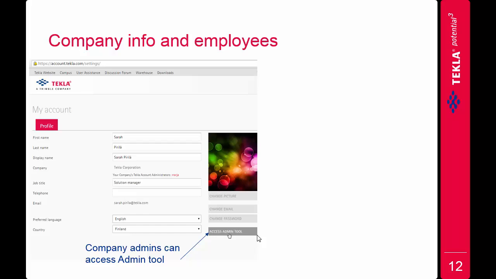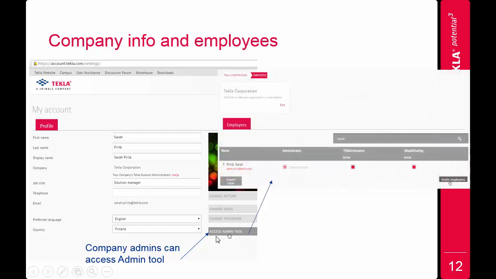If you are an administrator of your company, you can see this Access Admin Tool button here. When you press this button, you'll go to the admin tool, admin.account.tekla.com, where you can see your organization and your organization users. You can edit your company information, for instance, the title. The company name is what is used in Tekla Warehouse as is when you're creating content. And then you can also invite employees into that organization, so other users you want to share content with within that organization, or other users you want to share content for your organization.